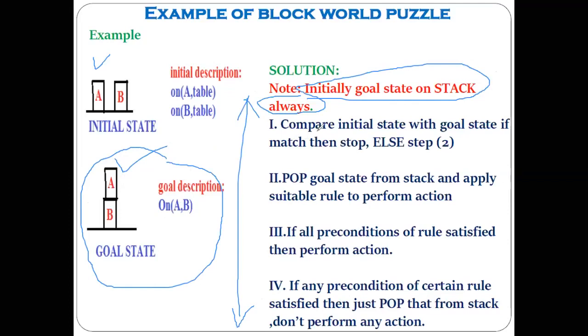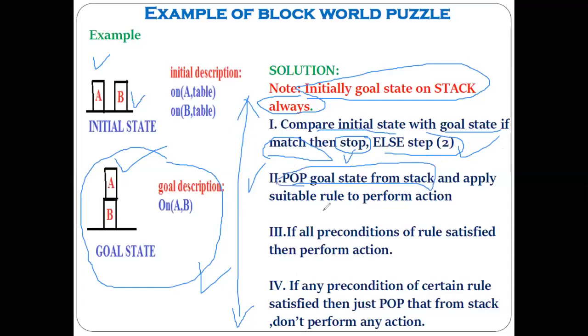Next, what we have to do, we have to compare the initial state with the goal state. Means you have to compare this state with this state. Yes or no? Yes, sir. And you have to see whether they are matching. If they are matching, then we have reached the solution. We have to stop. Yes or no? Yes, sir. So that is what I have written: if they are matching then stop, else go to the next step. Else do what? Pop the goal state from the stack.